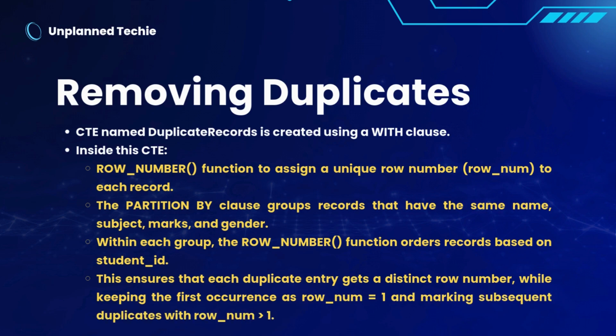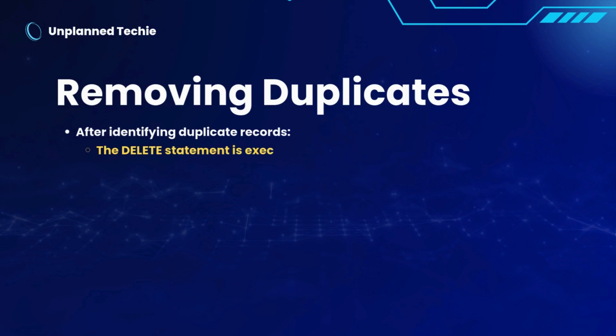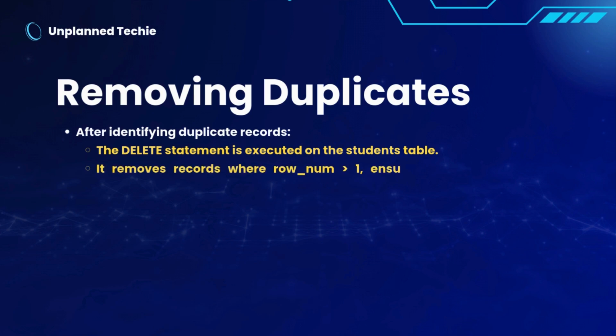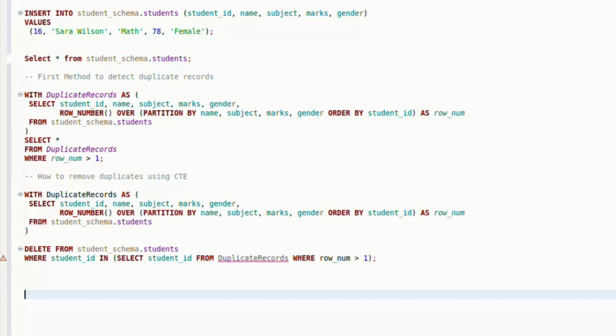After identifying duplicate records, the delete statement is executed on the students table. It removes records where row num is greater than 1, ensuring that only the first occurrence of each duplicate entry remains while others are deleted. Only unique records remain in the students table. Duplicates based on name, subject, marks, and gender are removed while retaining one original entry.